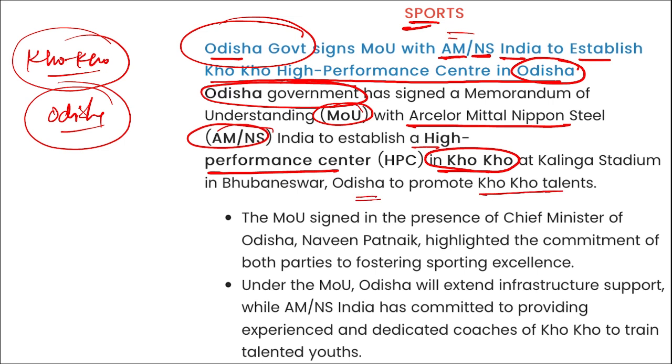Correct. This will attract Kho talents, and this MOU signed in the presence of Chief Minister of Odisha Naveen Patnaik that highlighted the commitment of both the parties to fostering sports excellence. Correct. So here, in order to promote the sport of Kho in Odisha, this MOU was signed.